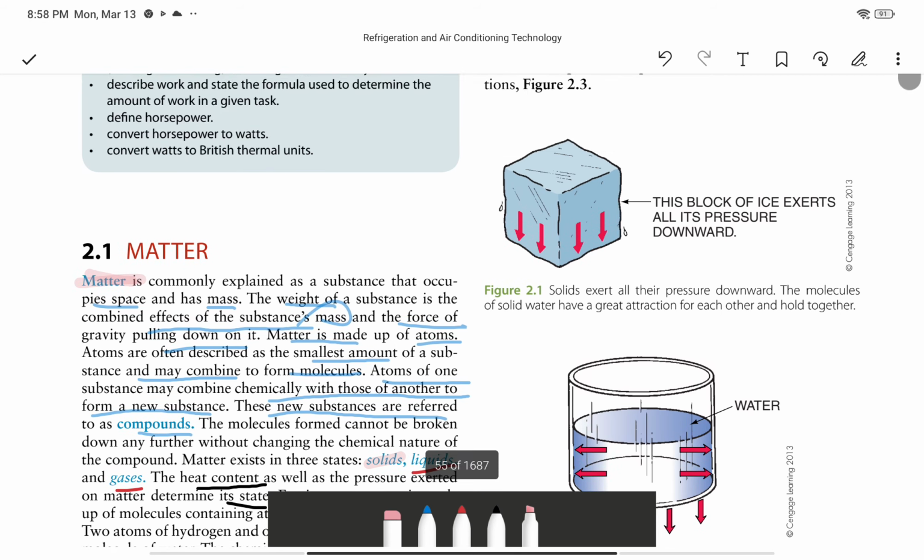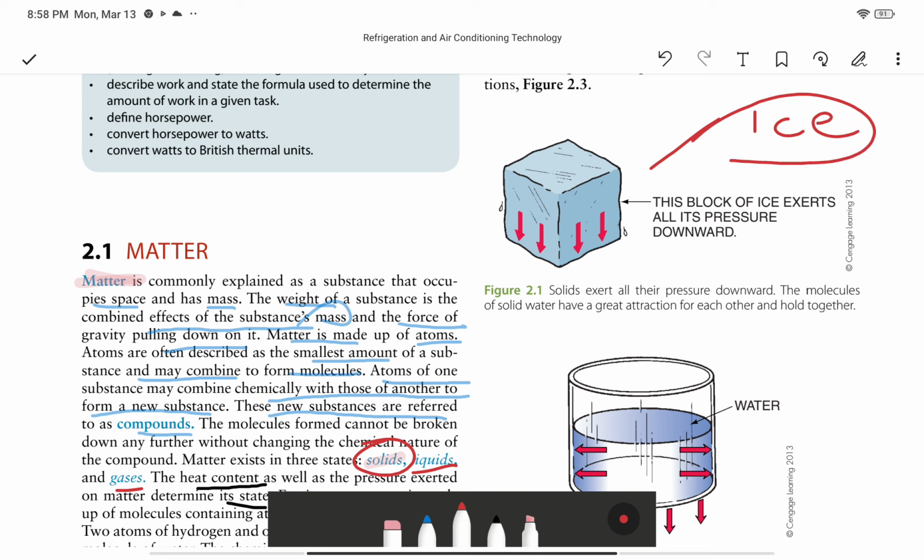So this is the macroscopic example of the solid state of matter. This is ice, right? Okay, the solid form of water. This is the solid form of water, or H2O.